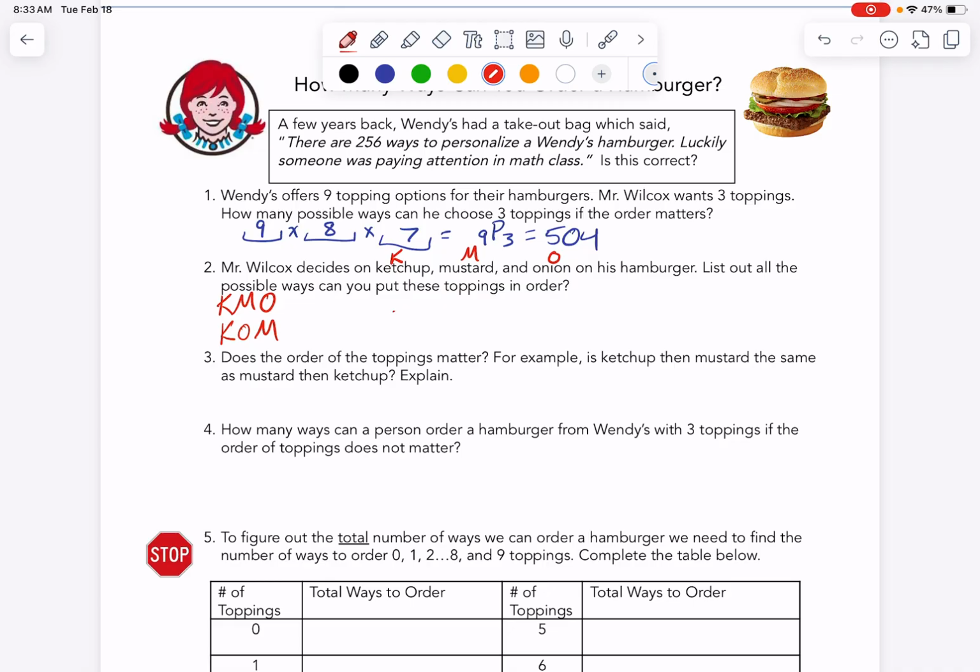Then we could put maybe mustard first, so we could do mustard, onion, ketchup, and mustard, ketchup, onion, and then we haven't done onion first, so I could do onion, mustard, ketchup, and then onion, ketchup, mustard. I think these are all the ways to do it. So, what this was doing was essentially we had 3 slots and we had 3 different options because we only had 3 toppings to choose from. So 3 times 2 times 1 equals 6 different ways to sort these in order.